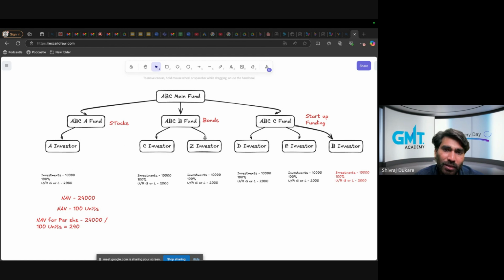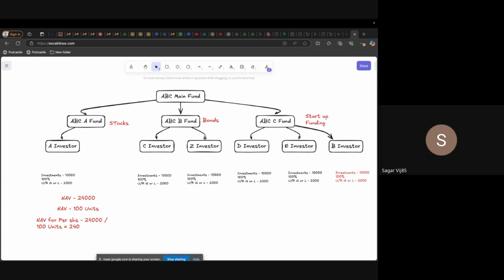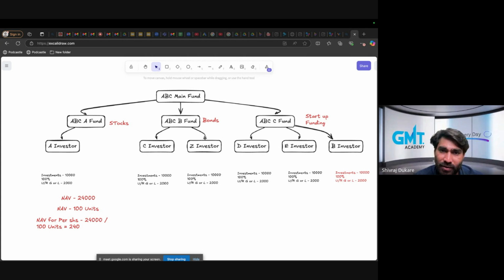Sagar, I believe you got the answer to your question. You had asked maybe a few weeks back or a month back about transfer agency stuff. Am I right? Yeah. Why do mutual funds appoint transfer agents?